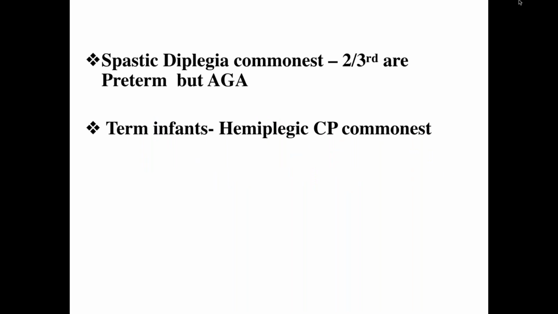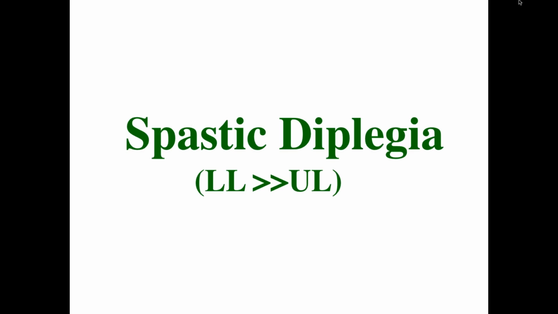Now coming to clinical features, we'll just go through it somewhat fast. So we'll come to spastic CP. Spastic diplegia is commonest in preterm but appropriate for gestational age babies. In term infants, as per the Western data, it is hemiplegic CP which is commonest, but in India, because of birth asphyxia, quadriplegic CP is the commonest.